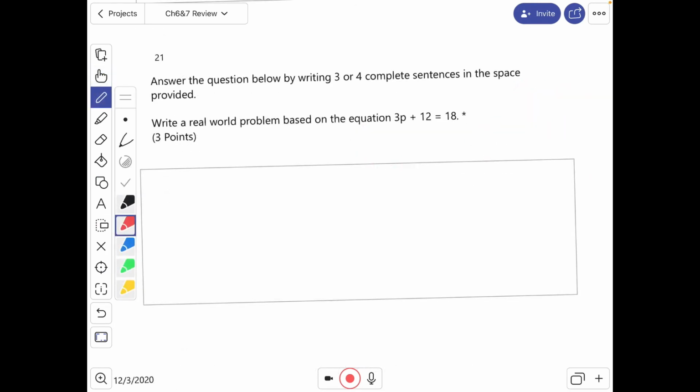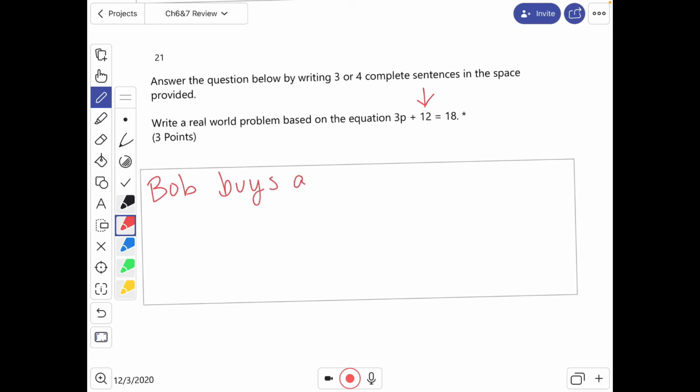Number 21. Answer the question below by writing 3 or 4 complete sentences in the space provided. Write a real-world problem based on the equation 3p plus 12 equals 18. So it's the same equation, but now we're going to put some words with it. So remember, this is my y-intercept, and a y-intercept only happens once. So what could we have Bob doing? I think he should shop. Maybe eat, because I'm hungry. So Bob's going to go buy something.